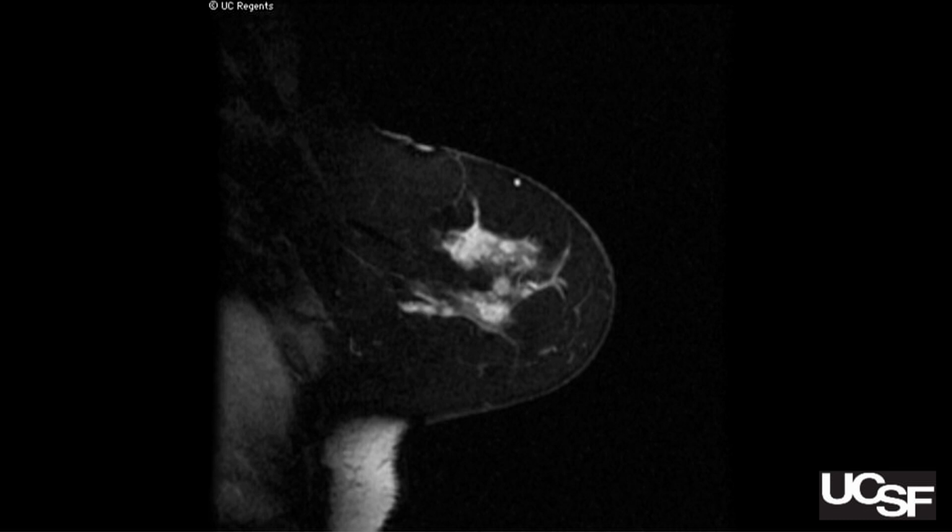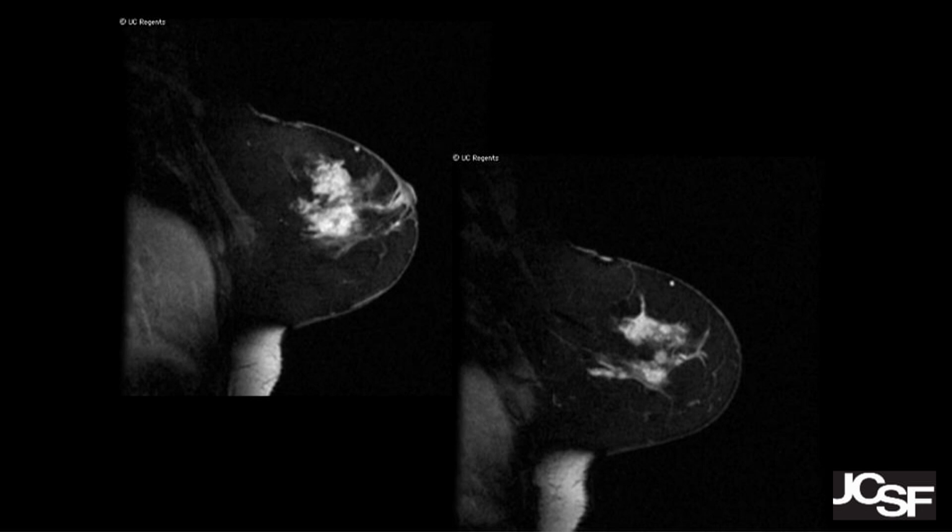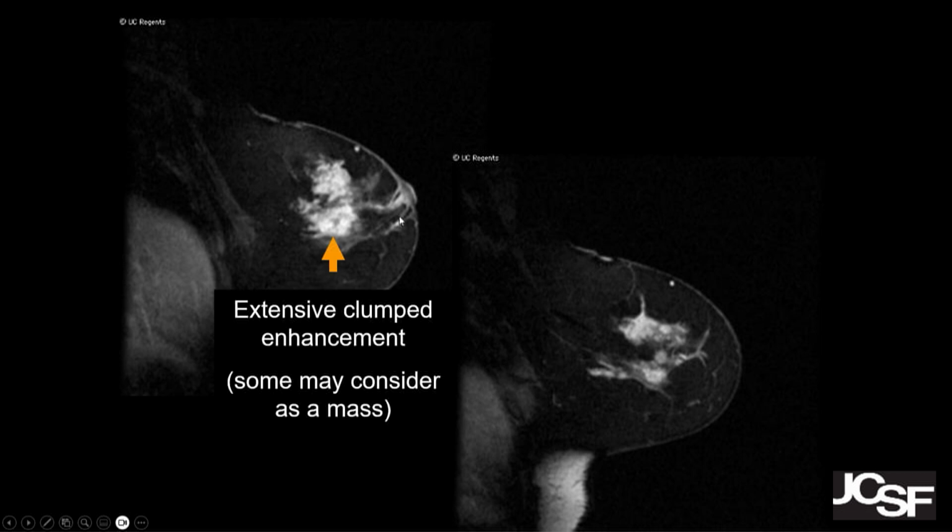Sagittal plane, lots of abnormal enhancement. There we go. A lot going on. Maybe a little bit of normal tissue here, background. So I'm just illustrating extensive clumped enhancement, almost confluent enhancement. So whether you call this a mass or almost confluent non-mass enhancement, it doesn't really matter as long as you get to the right answer, which is this is abnormal. So normal breast tissue there. Sometimes it's hard to find the normal breast tissue.